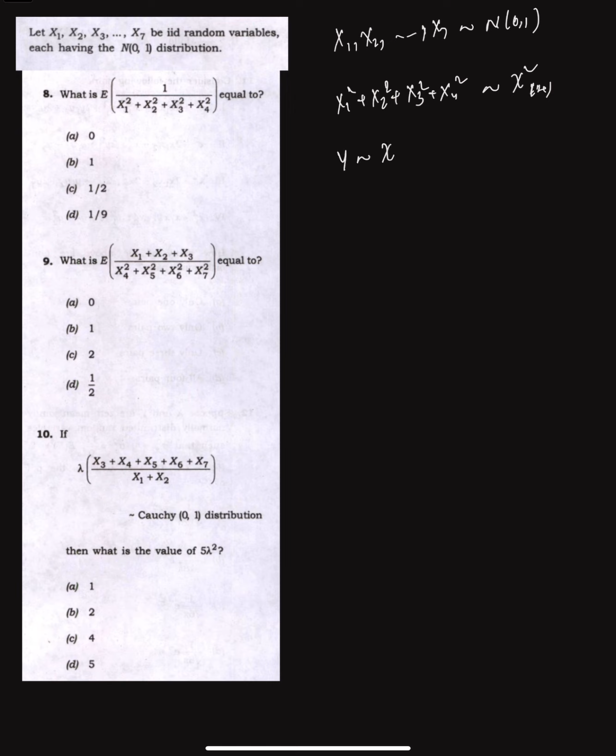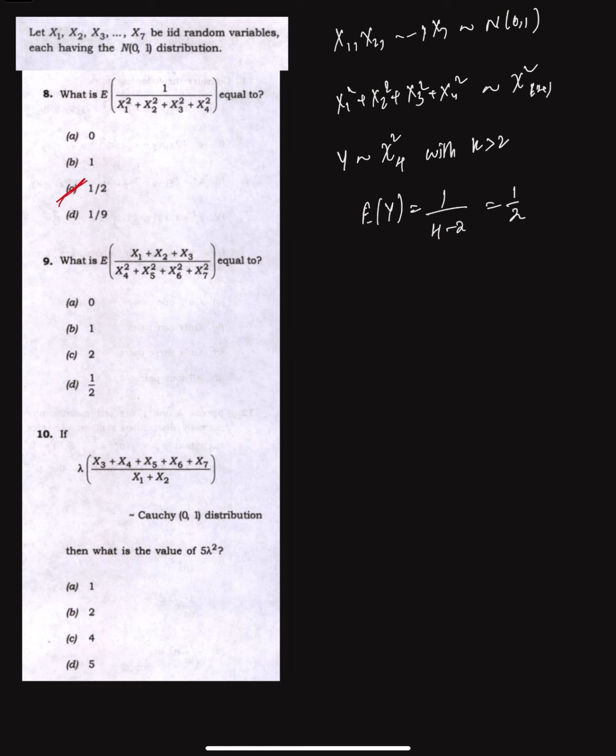So that means y follows chi-square with 4 degrees of freedom, with k greater than 2. So the expectation of y will just be 1 by 4 minus 2, which is nothing but 1 by 2. Therefore, the answer would be 1 by 2.